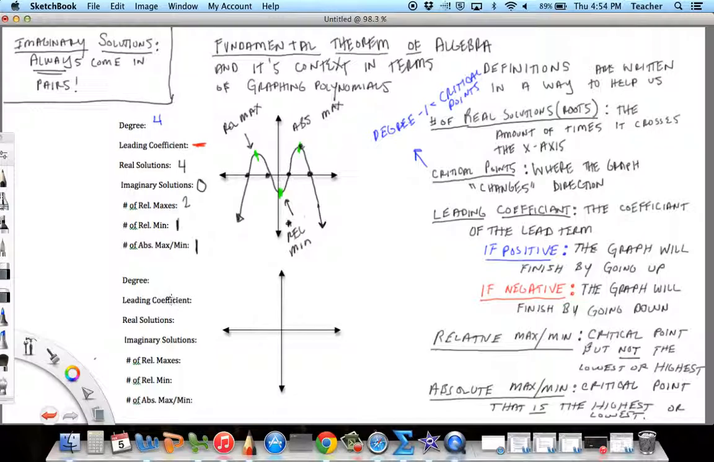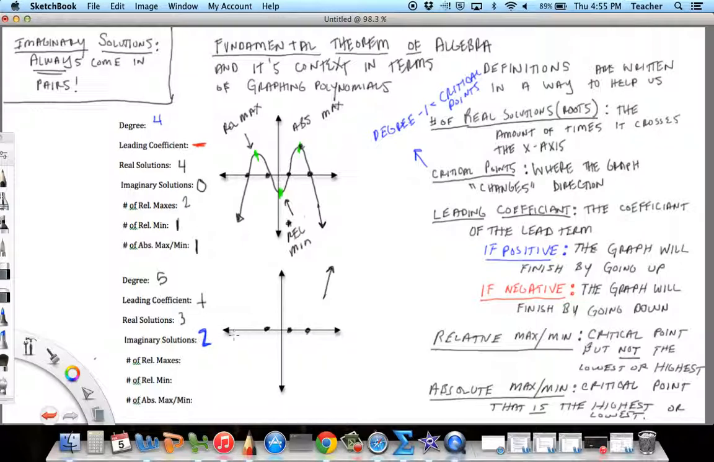So, all right, let's try something here, and I'm going to leave you with this to think about. I'm going to make a part 2 video of this. Let's say I have a degree 5 polynomial. Leading coefficient is, let's say, positive. So we know it's going to go up when it finishes. Let's say I only have 3 real solutions, meaning it only crosses the x-axis 1, 2, 3. Okay, so I know that imaginary solutions have to come in pairs, so that would make 2 imaginary solutions. They have to come in pairs. If I said that I had 4 real solutions and that would make 1 imaginary, that wouldn't work.